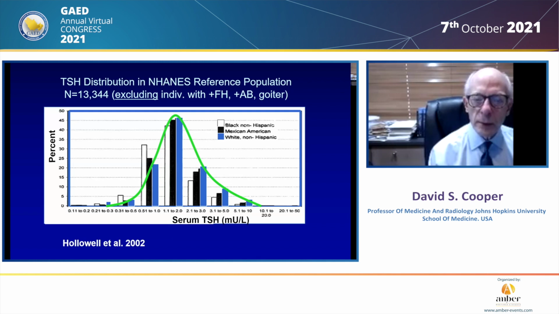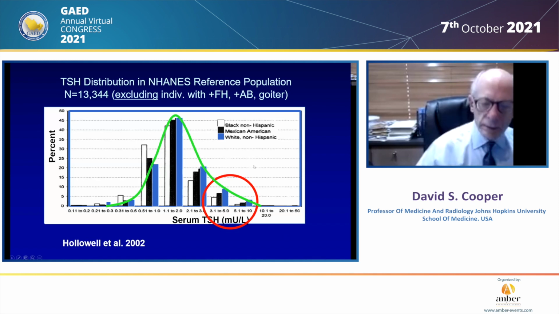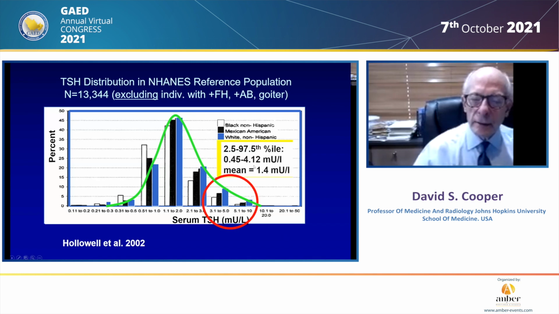13,000 normal healthy people, and you can see that there is a distribution which goes up to approximately 3.1 to 5 for normal people. But there's this tail to the right where there may be included in here some people with mild hypothyroidism and other abnormalities. And the 97.5th percentile goes up to about 4.1 with a mean of 1.4.